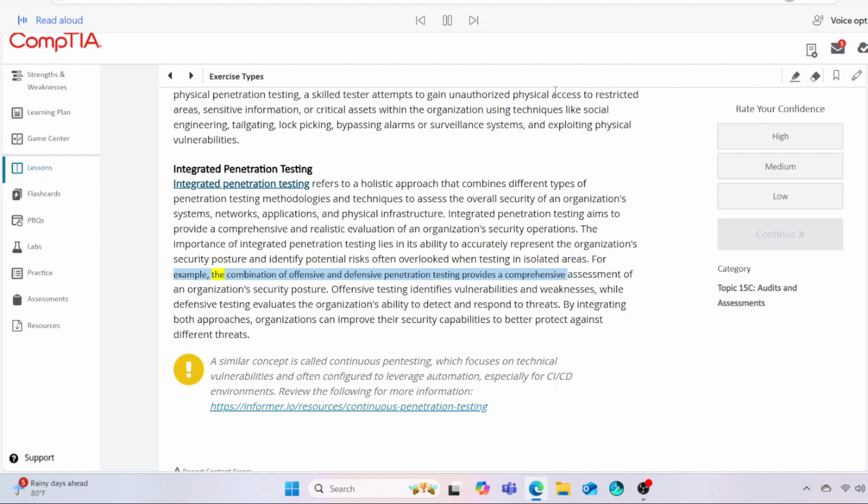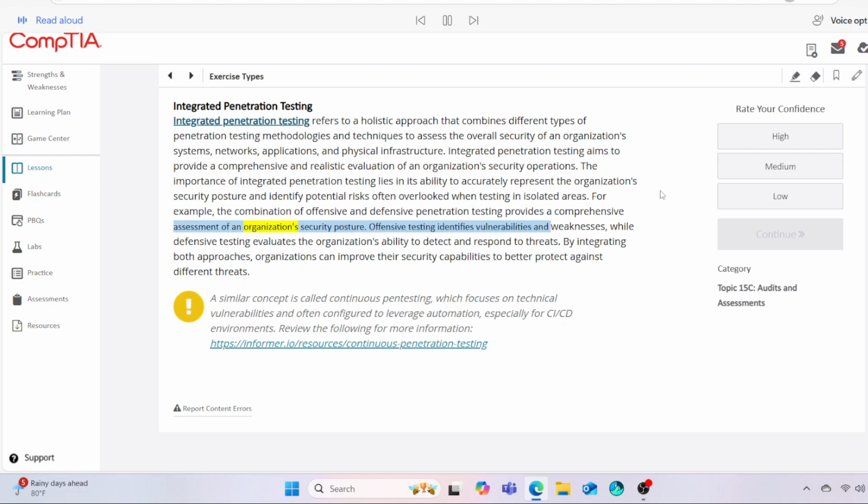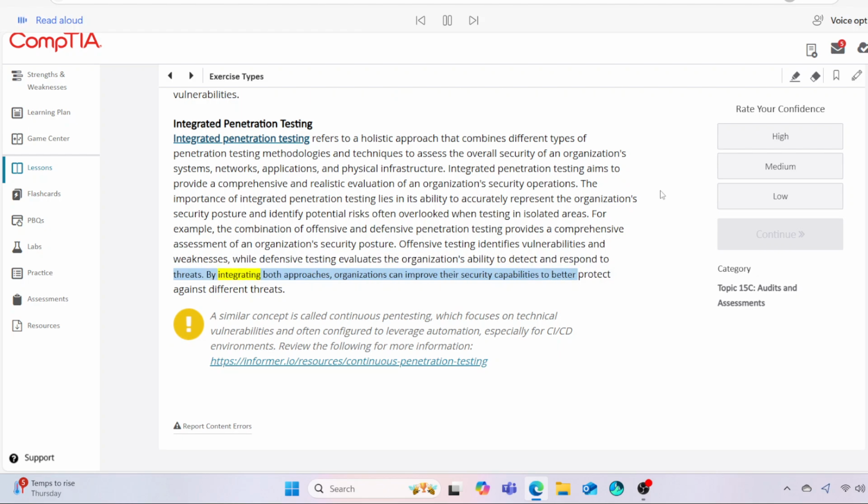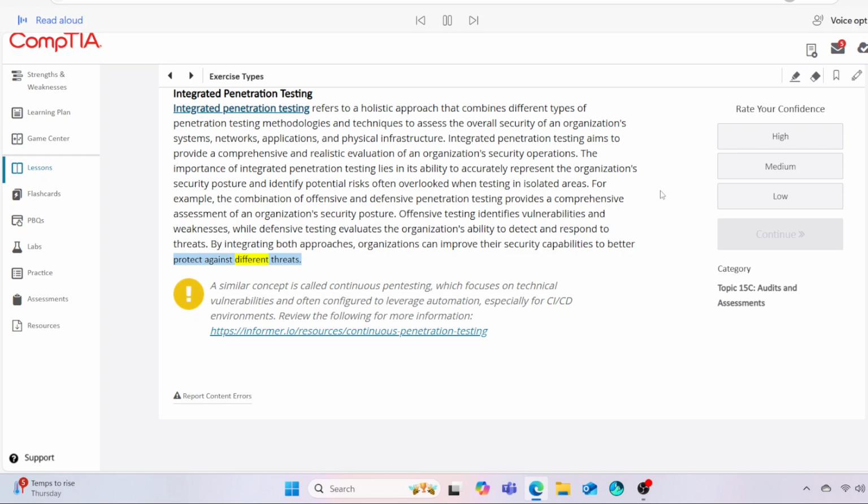For example, the combination of offensive and defensive penetration testing provides a comprehensive assessment of an organization's security posture. Offensive testing identifies vulnerabilities and weaknesses, while defensive testing evaluates the organization's ability to detect and respond to threats. By integrating both approaches, organizations can improve their security capabilities to better protect against different threats.